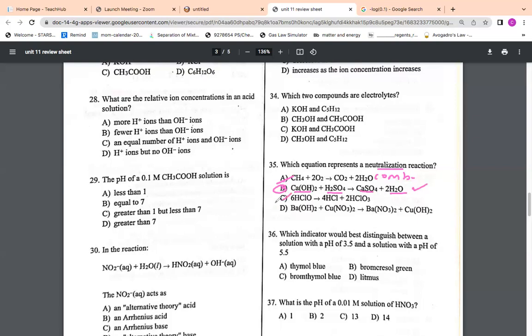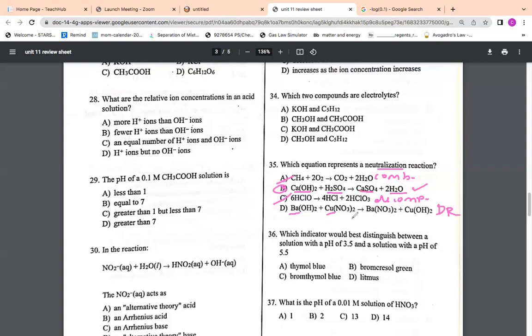Choice D is not it because we start off with one reactant and end up with two on the other side. So this is considered decomposition. And D, we have two ionic compounds on this side, two ionic compounds on the other side. And what happened? Our metals swapped places. This is double replacement.